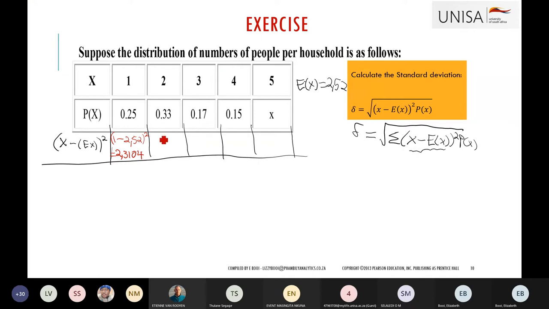Then move to the next one. We say 2 minus 0.33, and we need to square the answer. And what do we get?